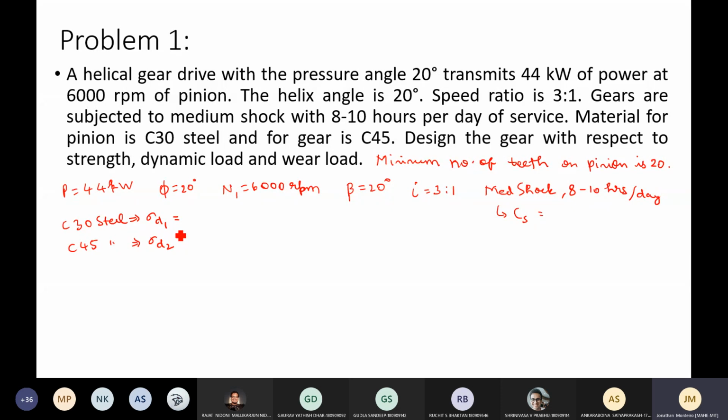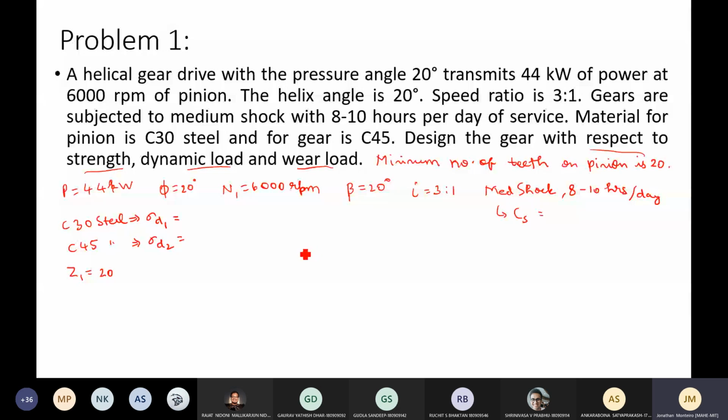Okay, anything more? Yeah, the final sentence you have to add, students. Minimum number of teeth on pinion is 20. So that means the starting point is given to us. Z1 is 20. Minimum should be 20. Design the gear with respect to strength, dynamic load and wear load. So with respect to strength, that is using Lewis equation, dynamic load and wear load using dynamic factor, etc. That we have done for spur gears till now. The same methods will continue here.